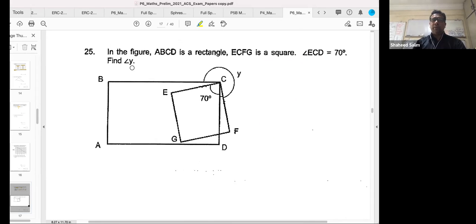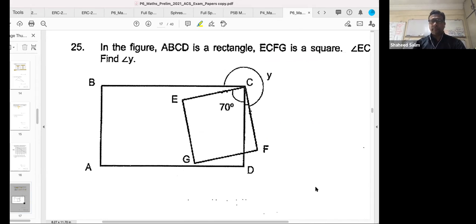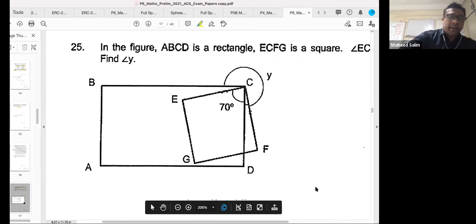This one now. We are trying to find angle Y. Angle Y, yeah.